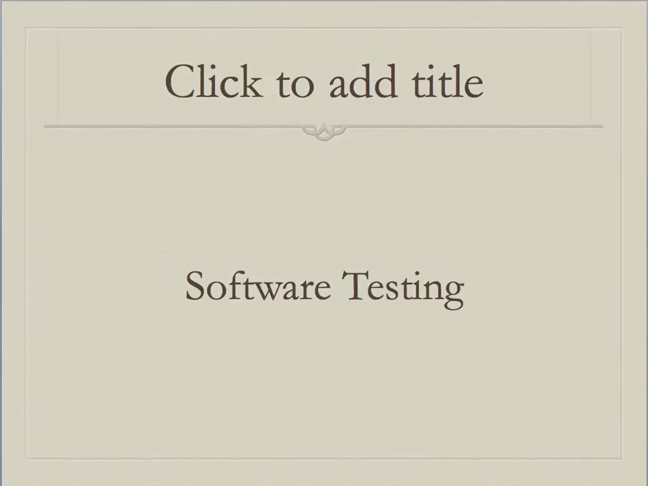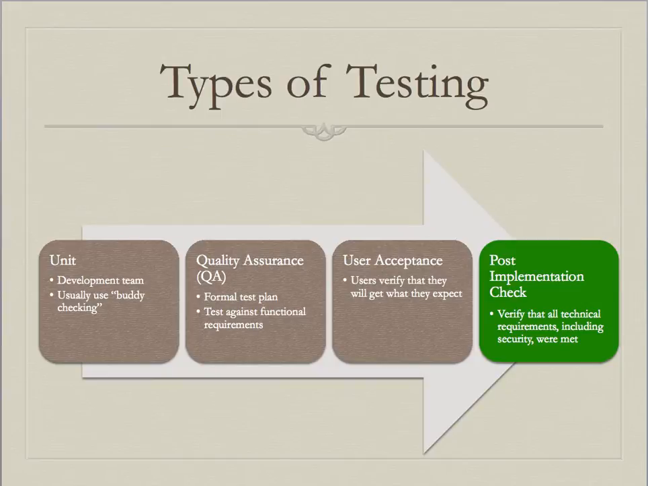Now we're going to go into software testing. There are 4 types of testing, 3 that are pre-production and 1 that is post-production. The first one is unit testing. Unit testing is done by developers.